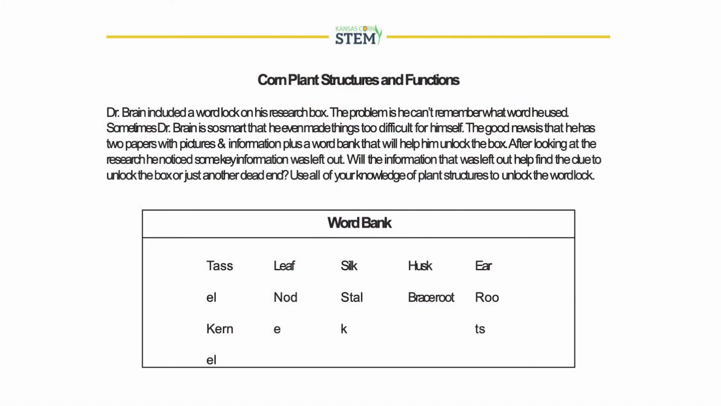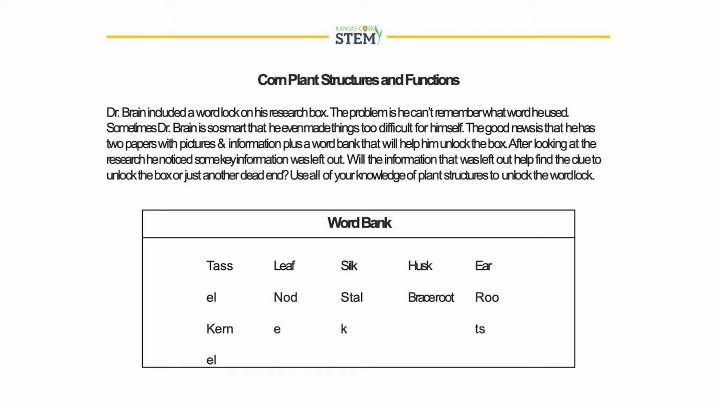Dr. Brain included a word lock on his research box. The problem is he can't remember what word he used. Sometimes Dr. Brain is so smart that even he made things too difficult for himself. The good news is that he has 2 papers with pictures and information, plus a word bank that will help him unlock the box. After looking at the research, he noticed some key information was left out. Well, the information that was left out helped find the clue to unlock the box or just another dead end. Use all of your knowledge of plant structures to unlock the word lock.